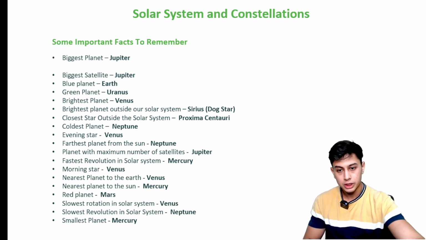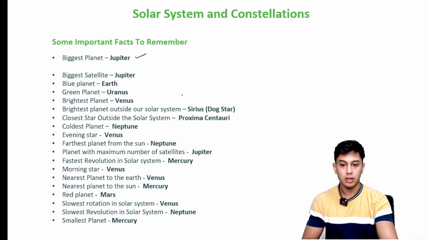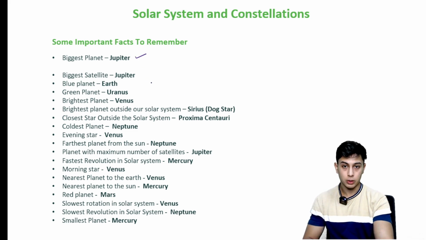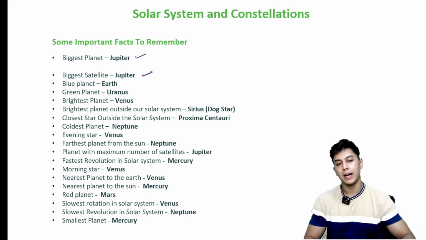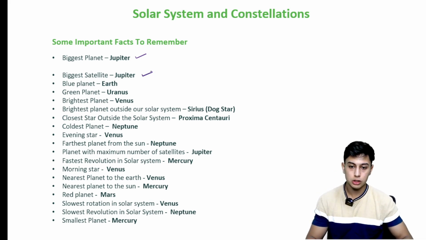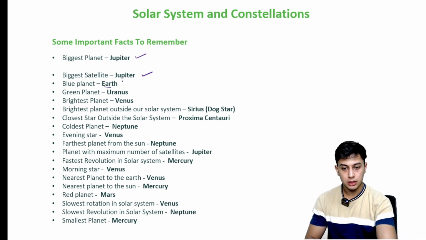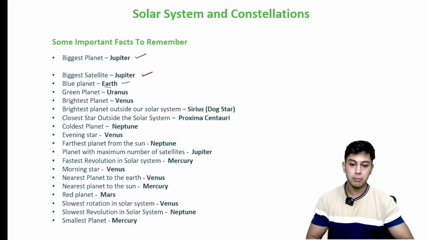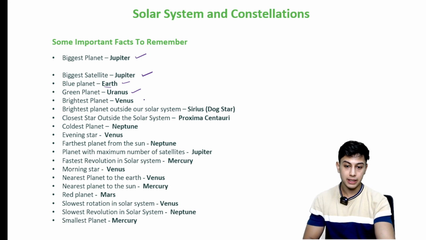So which planet is the biggest planet? That is Jupiter. The biggest satellite. What is a satellite? Satellites are the moons that revolve around the planet. That is also with Jupiter. Alright. So which planet has the biggest satellite? That is Jupiter. Blue planet, we all know that is the Earth. It's the blue planet. Which is the green planet? Uranus.